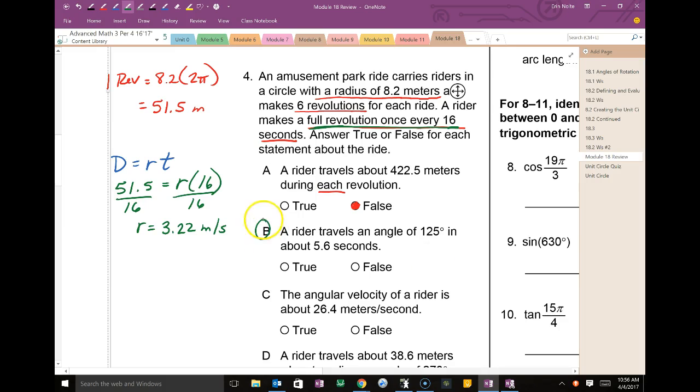Okay, so now let's talk about B. It says this time they're only going to travel at an angle of 125 degrees. So how are you going to figure out how far 125 degrees is?